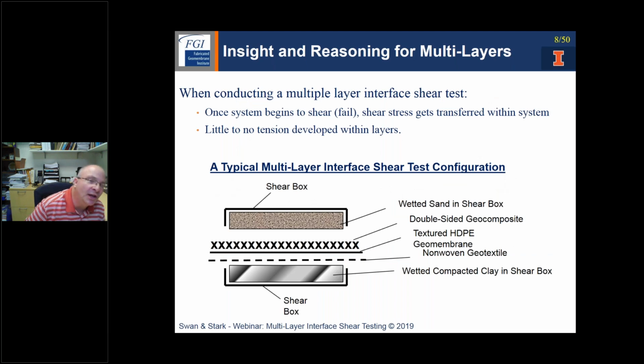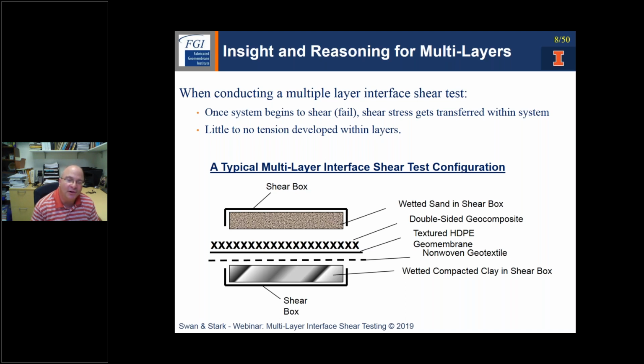So now when we're thinking about a multi-layer test, what we're going to be looking at is trying to build a cross-section in between the upper and lower shear box that includes as many of the geosynthetics that we can. And I've had some success up to about 6 to 7 layers of geosynthetics between my upper and lower shear box. And generally, that's more than enough to account for a typical lining system or cover system.